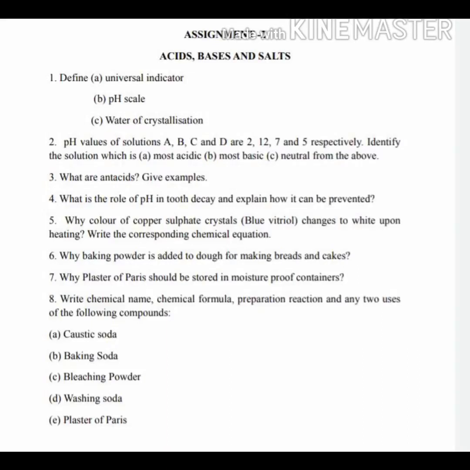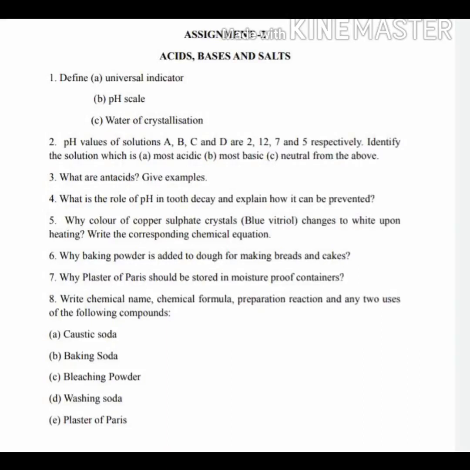First is caustic soda. Its chemical name is sodium hydroxide. Its chemical formula is NaOH. It is prepared by the chloralkali process. So the equation will be NaCl plus water, on passing electricity through it, you will get caustic soda NaOH plus two gases, Cl2 plus H2. Its two uses are, first, in the paper industry, second, in the manufacture of soaps and detergents.